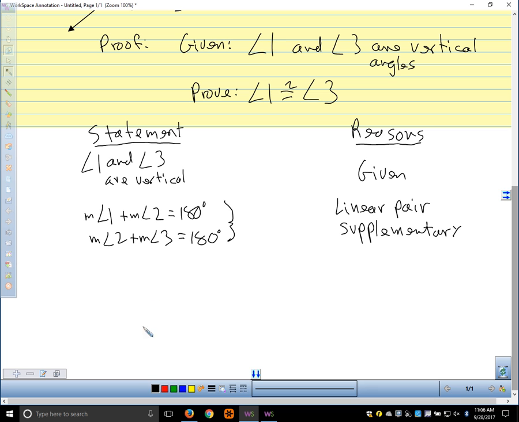All right, so here's what we're going to do. I look at this measure of angle 2 plus measure of angle 3, and we know that that equals 180. And I see 180 right there, so I'm going to plug that in for 180. So I'm going to say the measure of angle 1 plus the measure of angle 2 equals the measure of angle 2 plus the measure of angle 3. And what property tells me I can plug something in for what it's equal to? Substitution. Plugging in is substitution.